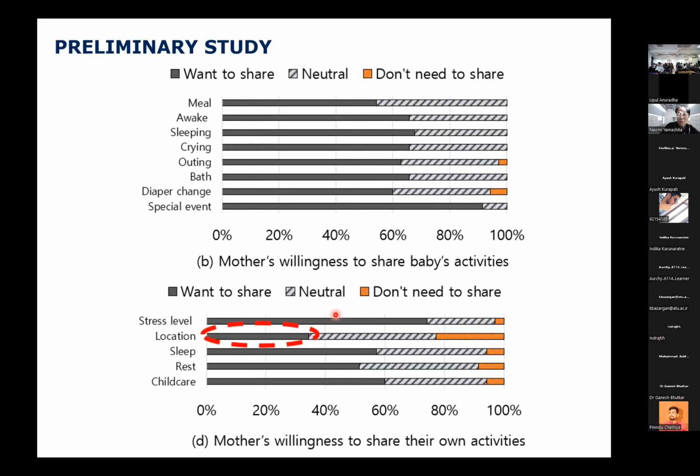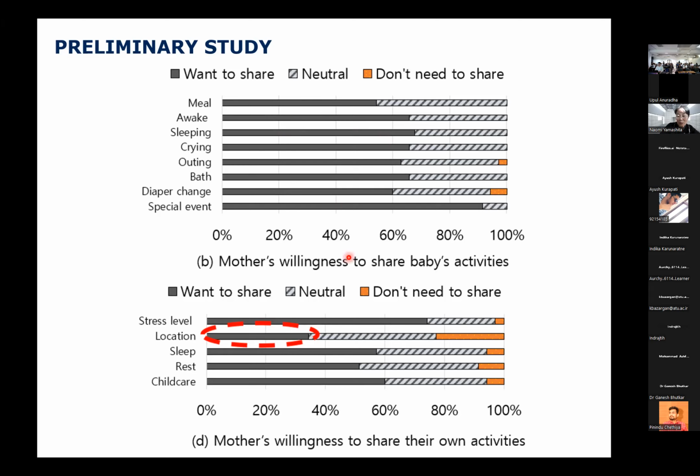Now, on to the mother's side. Most mothers responded that they were willing to share about the baby's status with their husband at work. So even if they already have a lot of things to do, they were willing to share the status with their husband at work so that he can continue being interested in the baby.